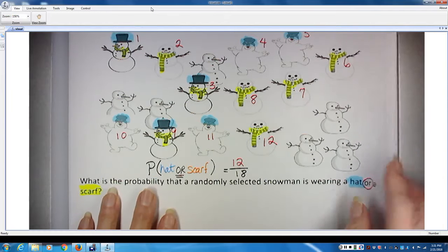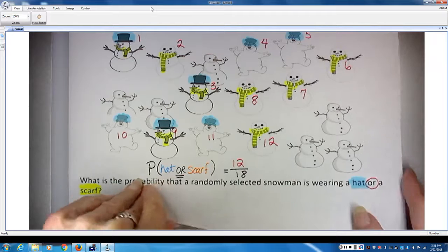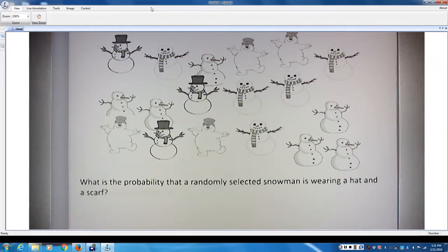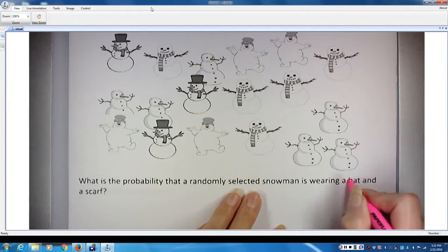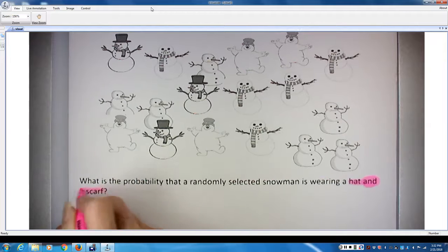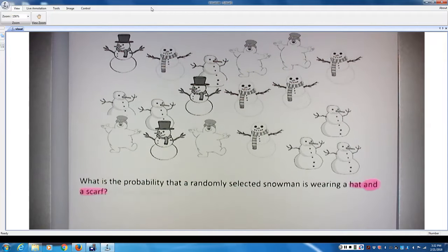Now the next question is going to sound a little similar to that. This one says, what's the probability if you randomly select a snowman that that snowman is wearing a hat and a scarf? A hat and a scarf. Do I count this snowman?